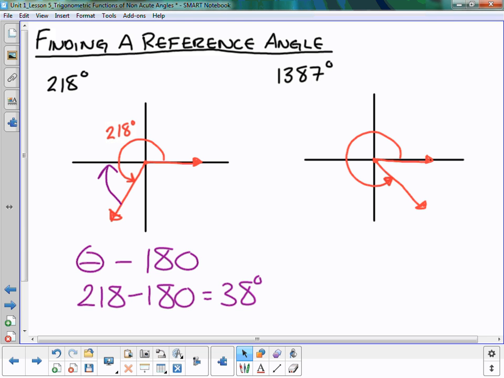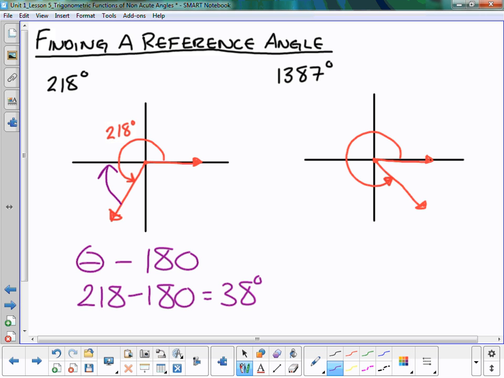So we can do the same thing when we have an angle that's bigger than 360 as well. Back to lesson 1, I think. So we need to figure out which angle ends in the same place as 1,387. So we need to find a coterminal angle first. We can find that just by subtracting 360 until we get to a positive number smaller than 360.